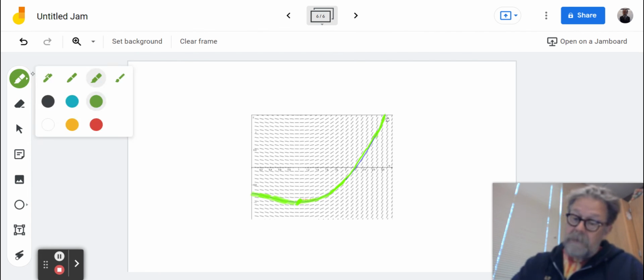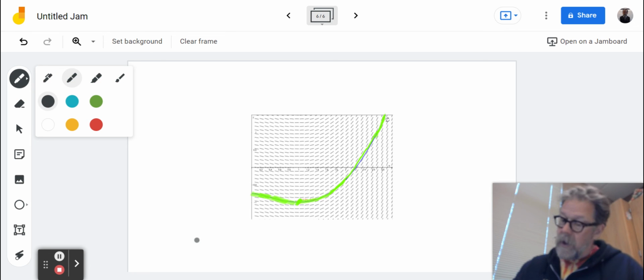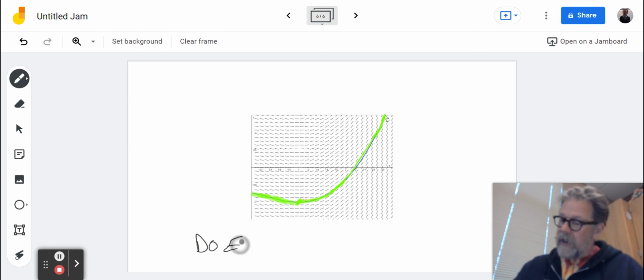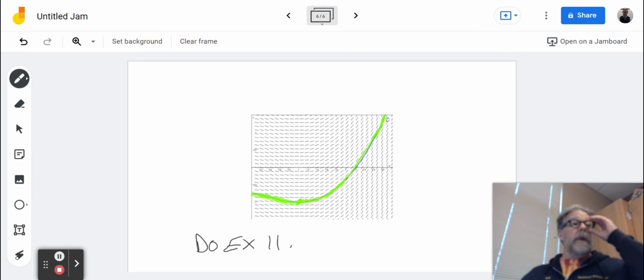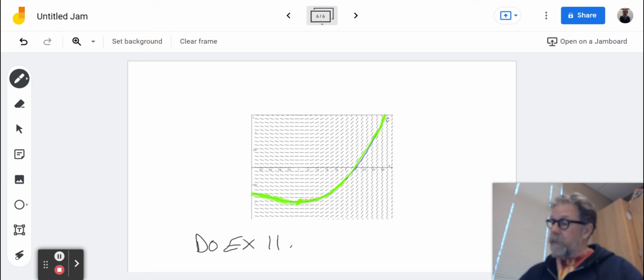All right, so my students, why don't you go ahead and do exercise 11 out of the book. And we'll be back with another example where we'll look at an integral that we just can't ever solve, but we're going to do something clever with it.